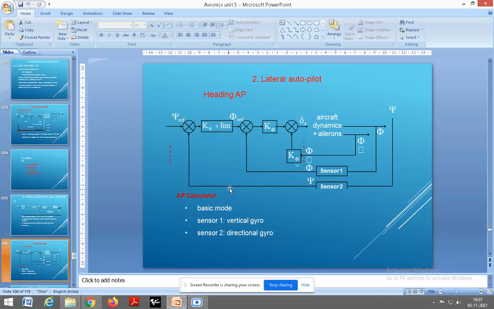This will be given as feedback to the summer, then to the amplifier as well as to the servo. The servo defines the aircraft dynamics, that is, it provides the change in direction due to the generation of voltage in the gyro, based on the feedback achieved from the output.